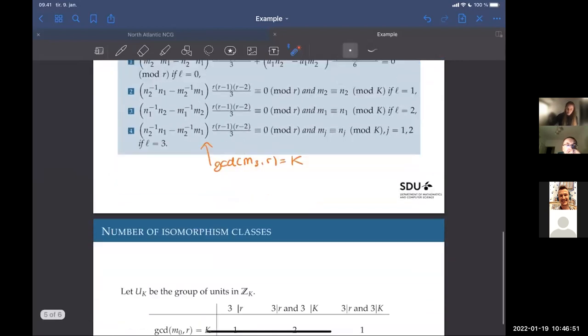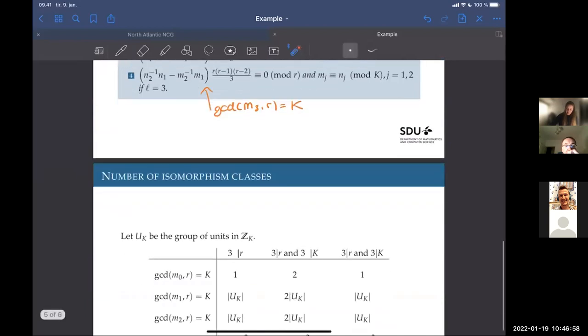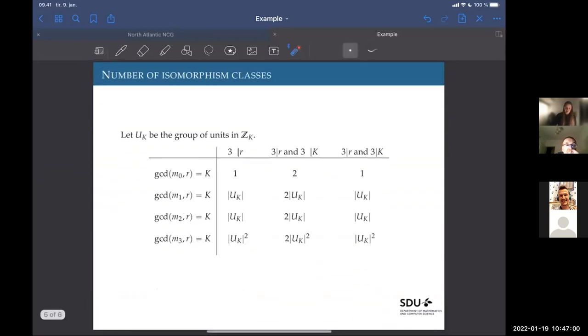Let me just summarize this a bit, because this might be a bit complicated to understand. If we let U_K be the group of all the units in Z mod K, then I have here a table showing you how many different isomorphism classes we will have, depending on which greatest common divisor is different from one. And then it has some dependence on if 3 divides R or if it divides both R and K.